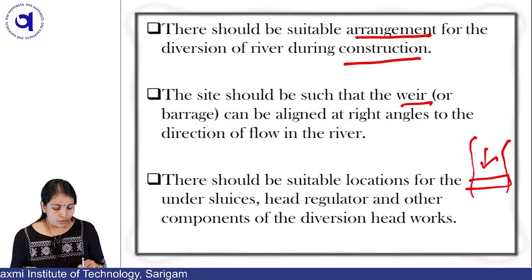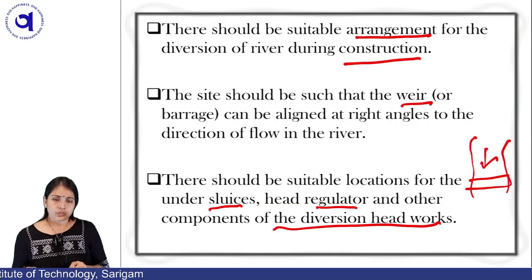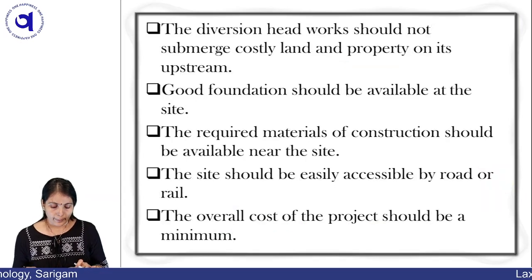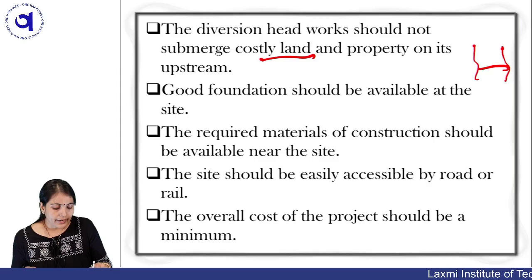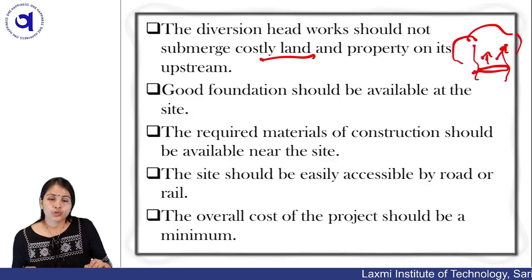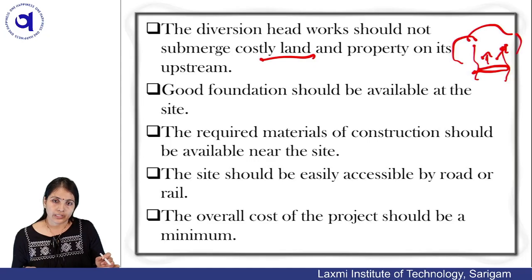There should be a suitable location for the under sluices, head regulator, and other components of diversion headwork. These things we will learn in detail when I discuss the components of diversion headwork. The diversion headwork should not submerge costly land and properties of a stream. What happens is that when the pondage level is increasing, the surrounding area will also get submerged. So you should keep in mind that it should not submerge costly land or non-agriculturable land.